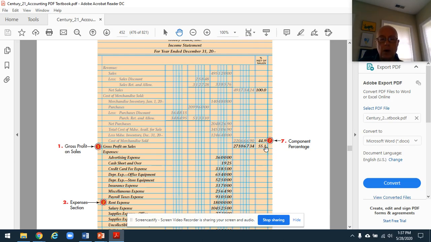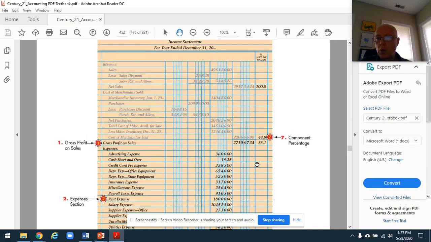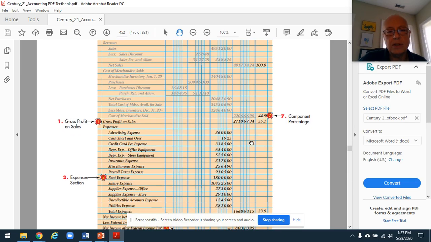All right. So we know right now that our cost of merchandise sold is 44.9% of sales, which leaves our gross profit at 55.1%. Again, this plus this should equal this. It's that simple. Okay. We literally have, you add these two together, you're going to get 100. And that's the way it should be. All right. So this 55.1% of our net sales is what we have left. Okay, this is what we have left to cover our other expenses.